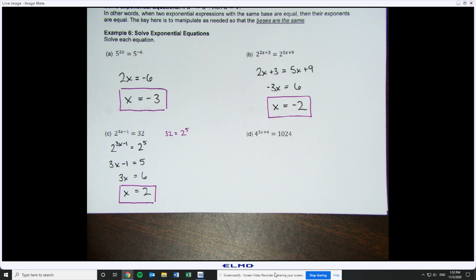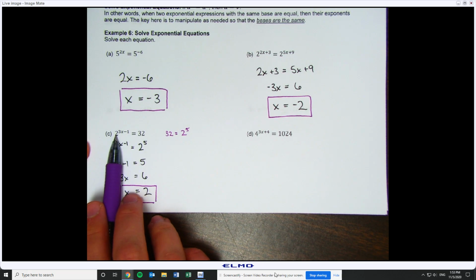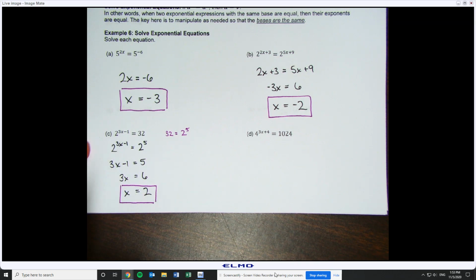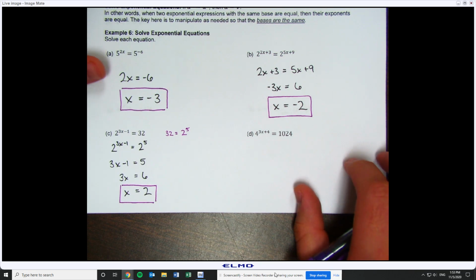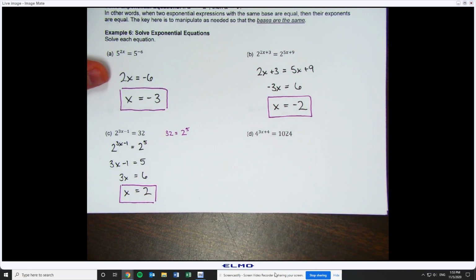If yes, proceed about business as usual. If no, can I change the bigger number to have the same base as the smaller number? I change 32 to have the same base as 2. Always take that order first. And if that doesn't work, I'm going to show you what to do after that. But one more problem just like this one.